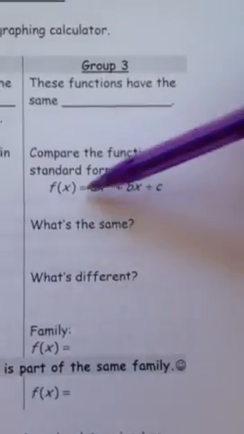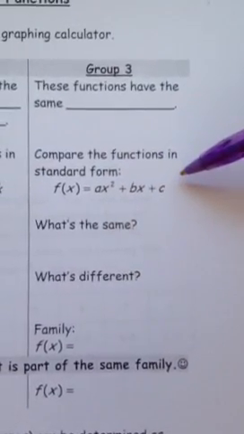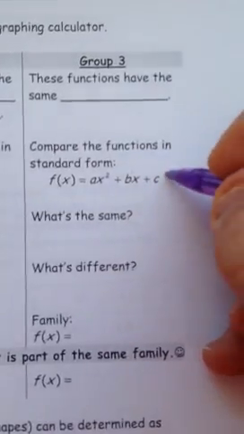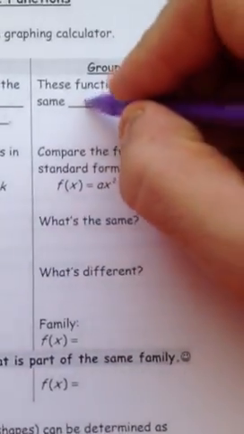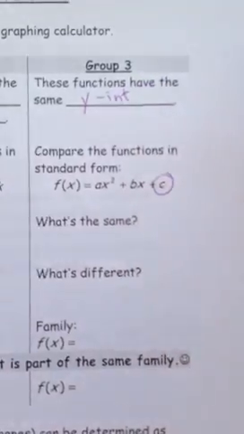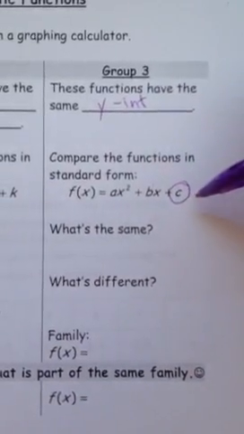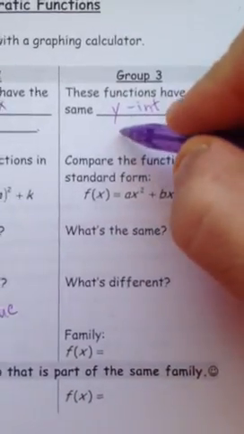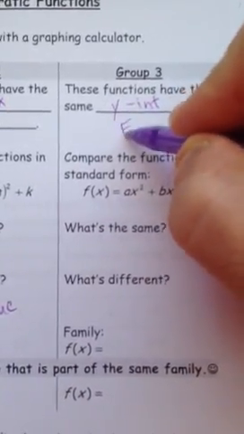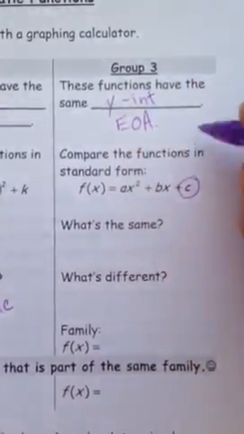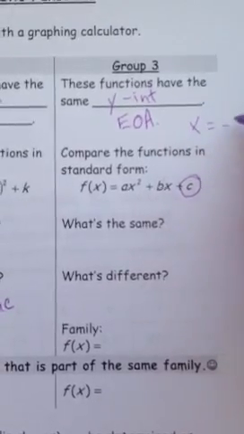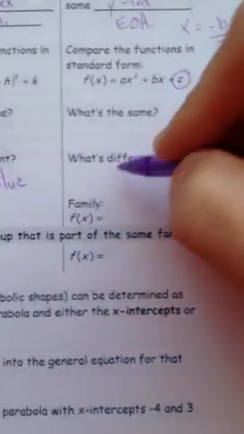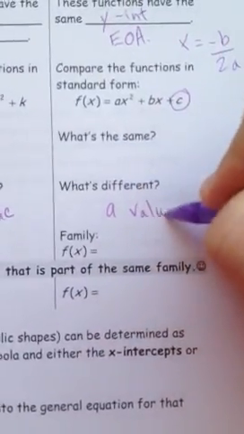Group number 3 is in standard form. What is the same for anything given to you in standard form? Your c value will be given to you, and that is your y-intercept. We can tell what the y-intercept is right away when we're given standard form. What else is the same is the equation of the axis of symmetry, which can be found using x equals negative b over 2a. We'll get back to this as well. Again, your a value will be different.